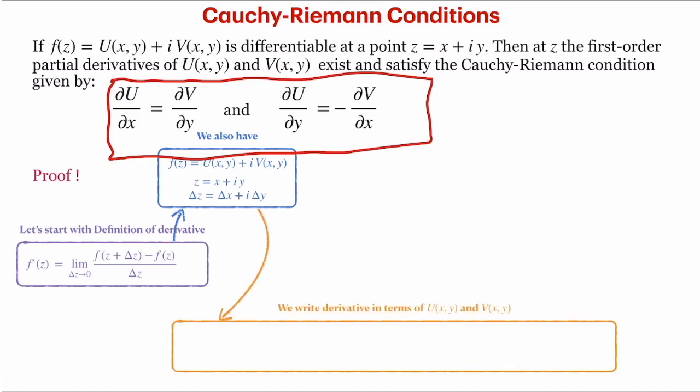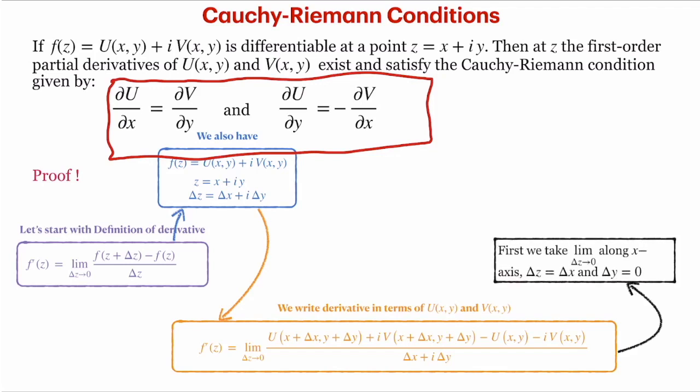We can substitute this in the definition of f prime, and then we would get f prime is equal to limit delta z going to 0 of u of x plus delta x, y plus delta y plus i times v of x plus delta x, y plus delta y, minus u of x y minus i times v of x y, divided by delta x plus i times delta y.